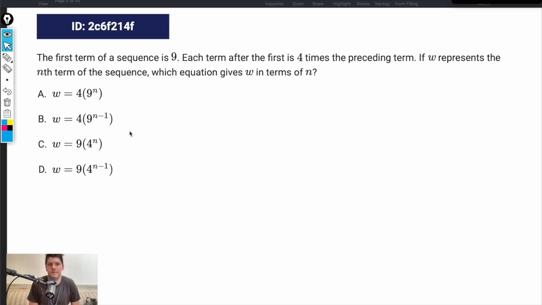Here's a really good one. The first term of a sequence is 9. Each term after the first is 4 times the preceding term. If W represents the nth term of the sequence, which equation gives W in terms of n? Let's recognize that we've got 2 variables and the relationship between them is, at least at first, seemingly obtuse. Like, why? That's a good question on a lot of SAT questions. Why are you wording things this way?